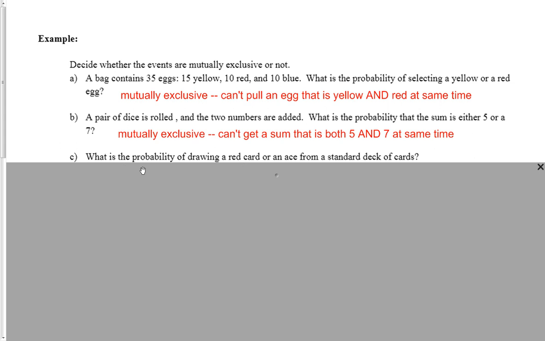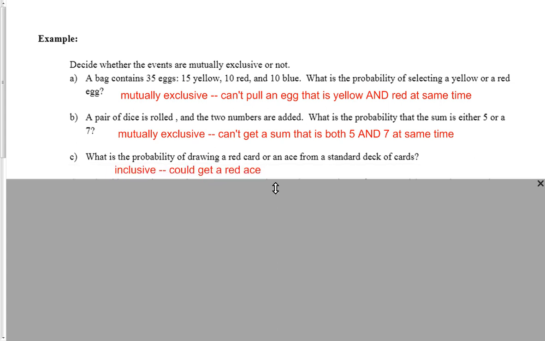This example here, what is the probability of drawing a red card or an ace from a standard deck of cards? Well, there is an overlap there because you could draw a red ace. And in that case, it would be both a red card and an ace. So that is inclusive.